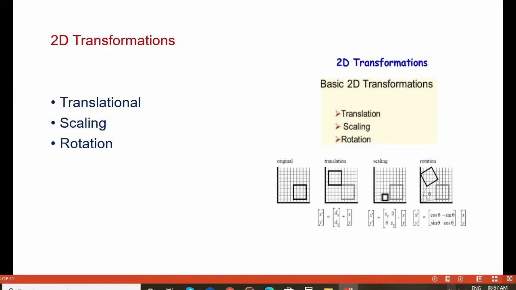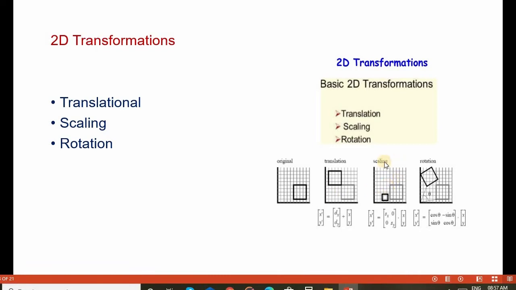So we know that there are two-dimensional transformations. There are three basic processes: the translation process, scaling process, and rotation process. These are the basic 2D transformations. This figure shows the original image or object. The second figure shows the process of translation. That means the coordinates of the image or object are translated from one coordinate system to another. This process is called translation.